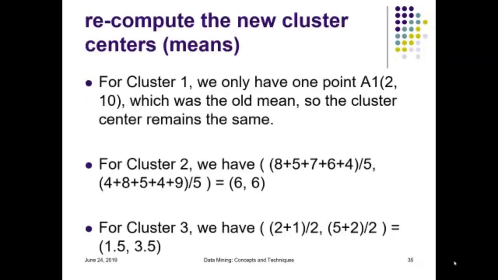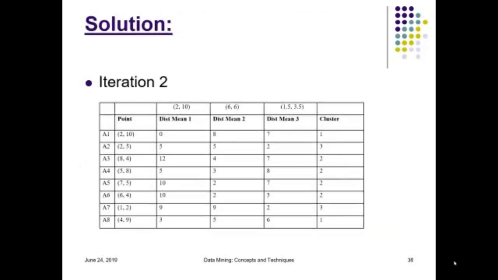For the first cluster we only have A1, so the mean value would be the same. For cluster 2 there are 5 data elements, so we can calculate the new cluster center by taking the mean values of the available data elements. For cluster 3 there are 2 data elements, so we take the mean value. Now the new cluster centers will be replaced by their mean values, and then after replacing the cluster centers by their mean values, we do the calculation again.